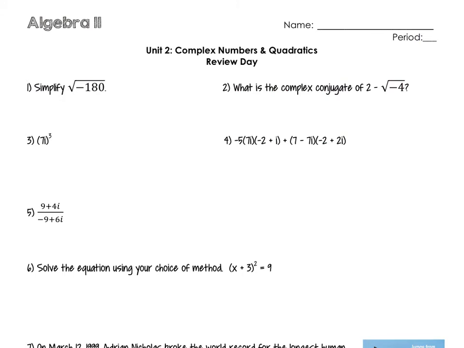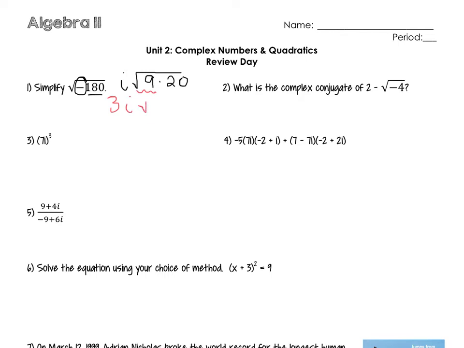First off, we're going to simplify the square root of negative 180. Whenever I see a negative underneath a radical, I automatically know that I can pull out an i because i is the square root of negative 1. Next thing I'm going to try to break down is 180. Well, something I do know for sure is that 180 divided by 9 is equal to 20. So 9 times 20 is 180. Well, the square root of 9 tells me so far I can pull out a 3.